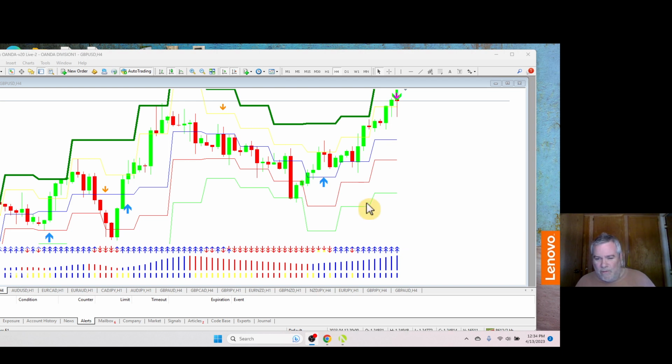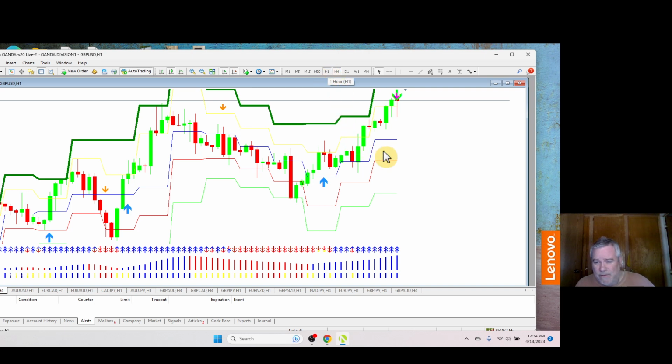We're going to go over the currencies. This is the pound dollar 4 hour. It's made a move up, trying to make a sell signal, but there's about 25 minutes before that candle ends, so anything could change on that.